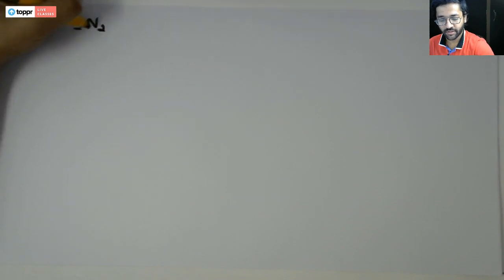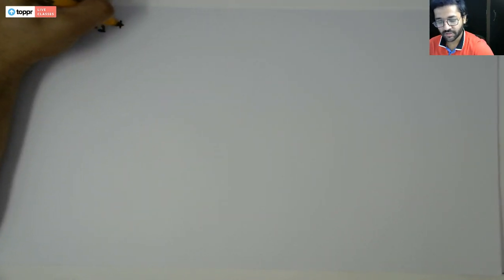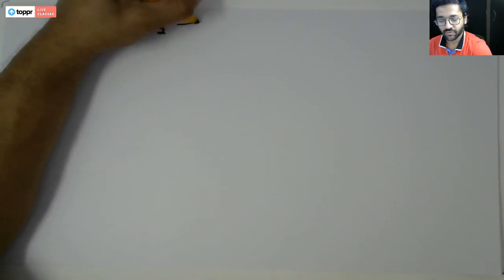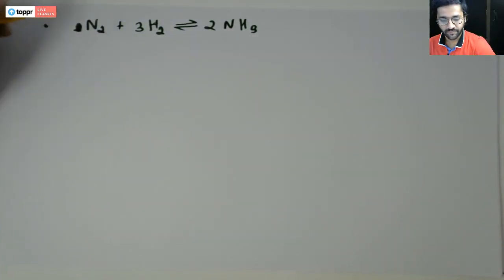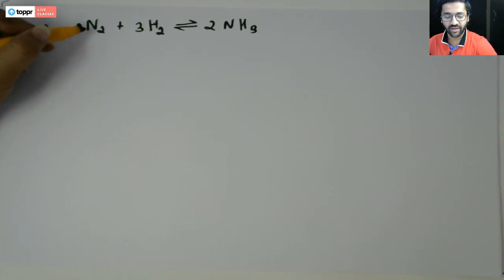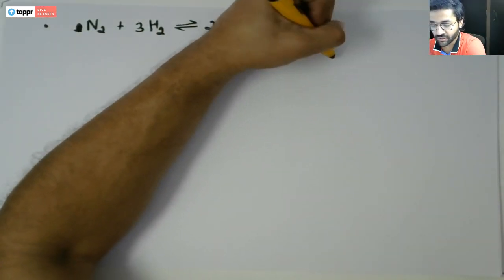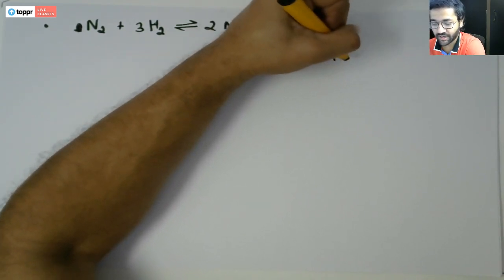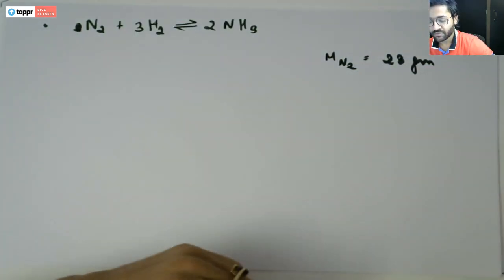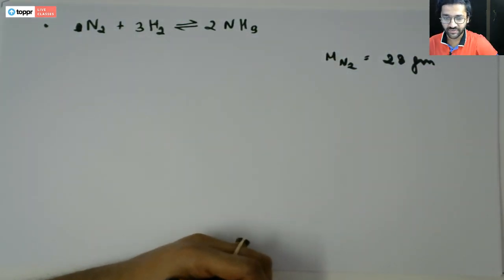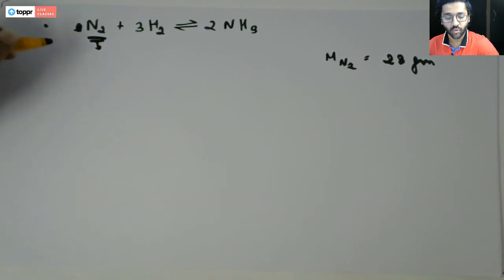So I have this equation N2 plus 3H2 gives 2NH3, correct? So let's see how many moles we have for nitrogen here. For nitrogen, the molar mass comes out to be 28 grams, right? And we have the mass as 28 grams. So the moles for nitrogen will be 1.